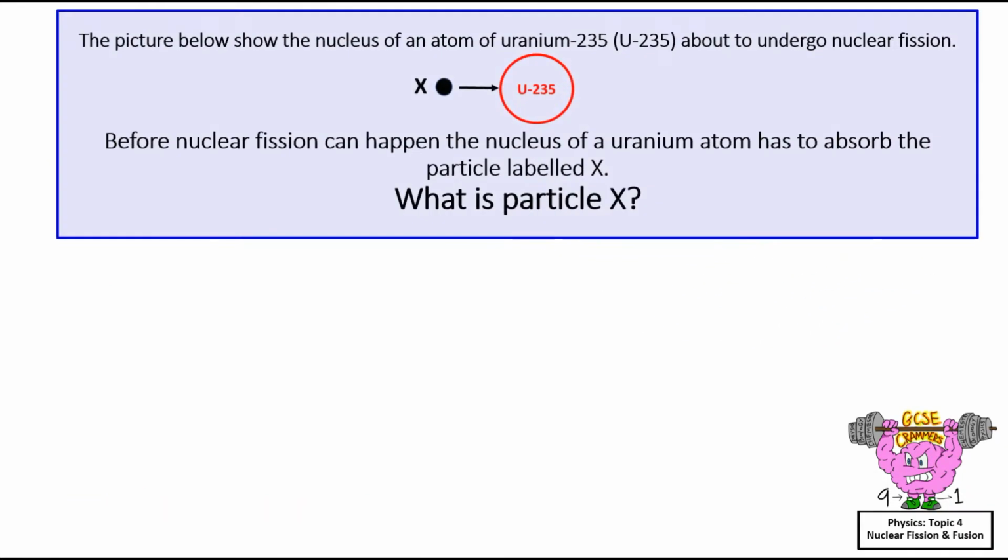The picture below shows the nucleus of an atom of uranium-235, U-235, about to undergo nuclear fission. Before nuclear fission can happen, the nucleus of a uranium atom has to absorb the particle labelled X. What is particle X? It's a neutron.